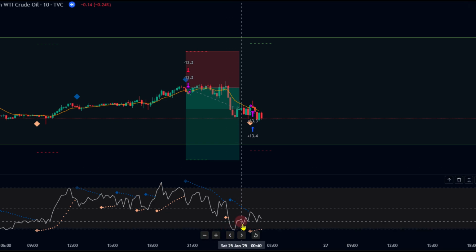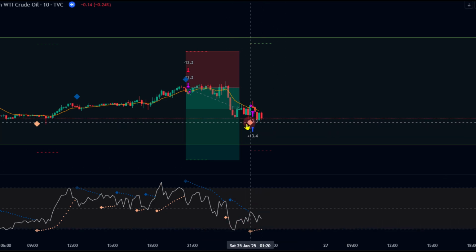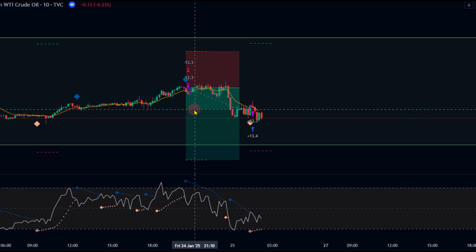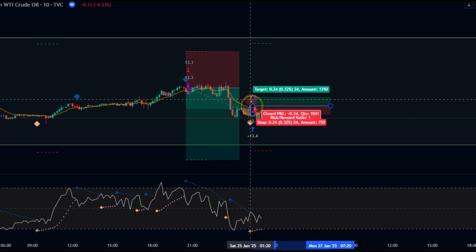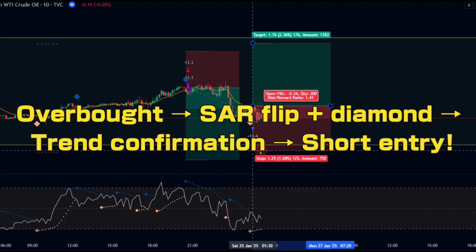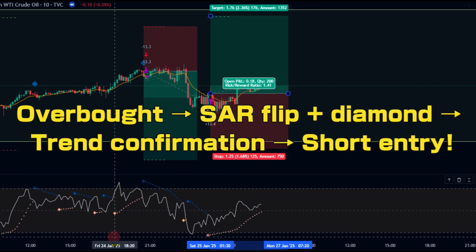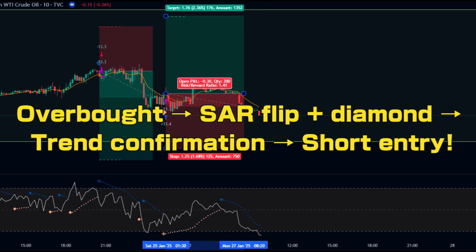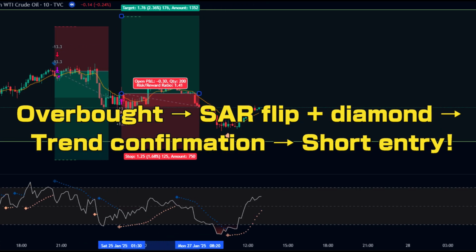If the RSI falls below 30 and a large diamond appears beneath the candlestick, the short is closed and a new long entry is opened. Summary: overbought, SAR flip plus diamond, trend confirmation, short entry. If the conditions reverse, flip the trade immediately. Thanks to clear rules, this strategy is easily repeatable for anyone.